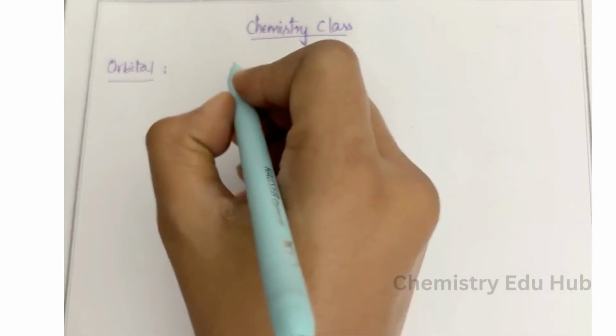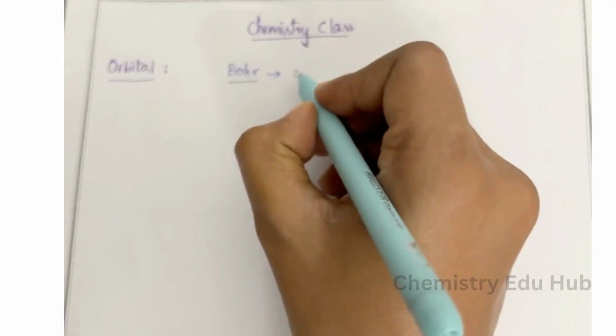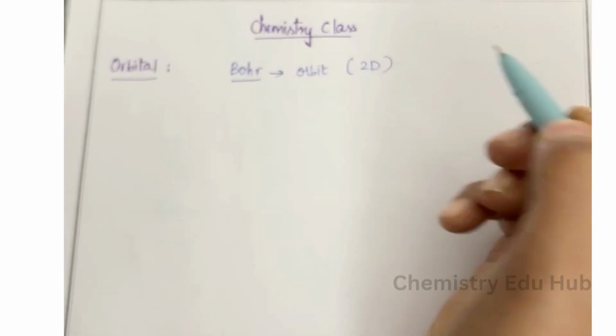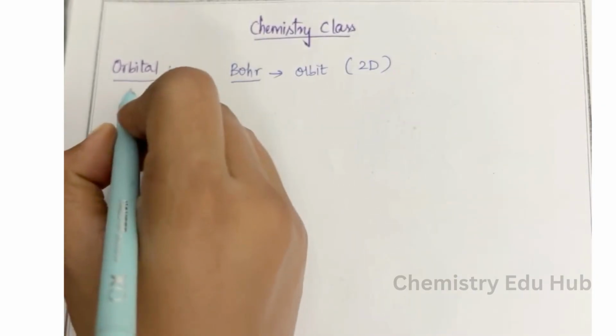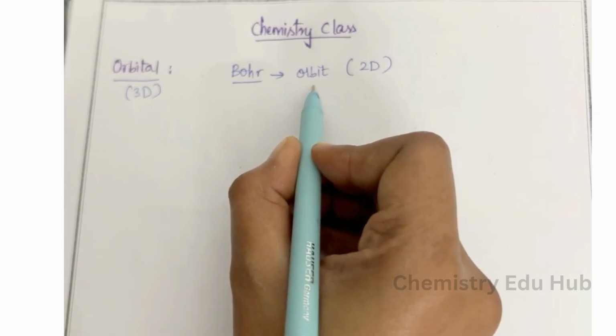Today we are going to talk about the concept of orbital. So earlier we have studied Bohr's theory, where Bohr said that electron will be revolved in an orbit. Orbit is a two-dimensional path, whereas orbital is a three-dimensional path, which is contradictory to that of the orbit.